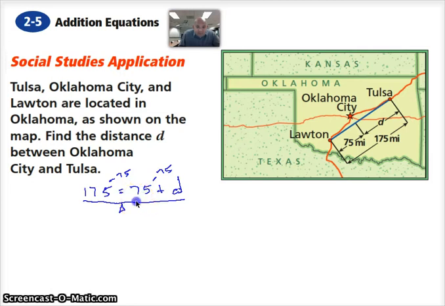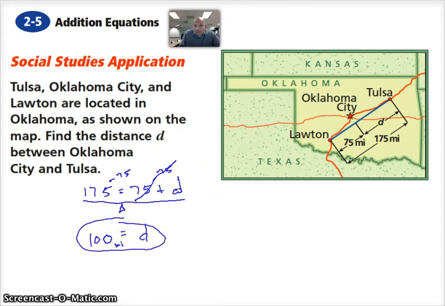Then 75 subtract 75 is 0. The d drops down. And now I have 175 subtract 75 on the other side, which is 100. Now I've got to label that, of course. D equals 100 miles.